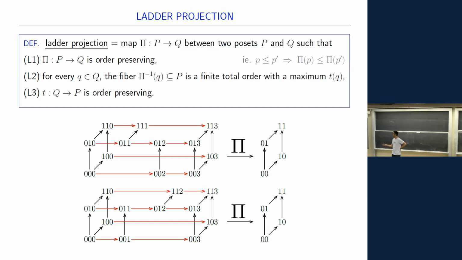On the left you have P, on the right you have Q. Here the projection forgets the last coordinate, and the fibers are in red. So fibers are chains. Can you spot the difference between the two pictures?